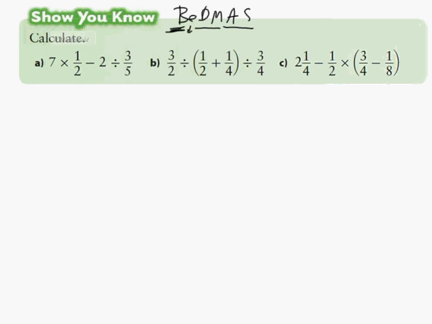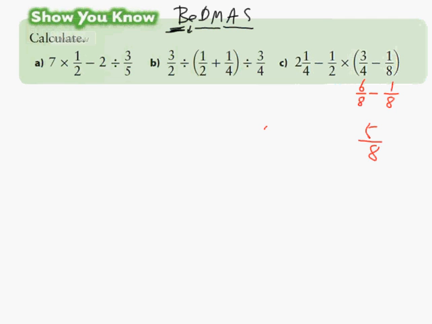Your last show you know is 2 1/2 take away a half times 3/4 take away an eighth. So we do have a bracket, so I'm going to simplify that first. Use your common denominator of 8. 3/4 is really 6 eighths. 6 eighths take away 1/8 is 5 eighths. All right, so when I simplify that bracket, I get 5 eighths.